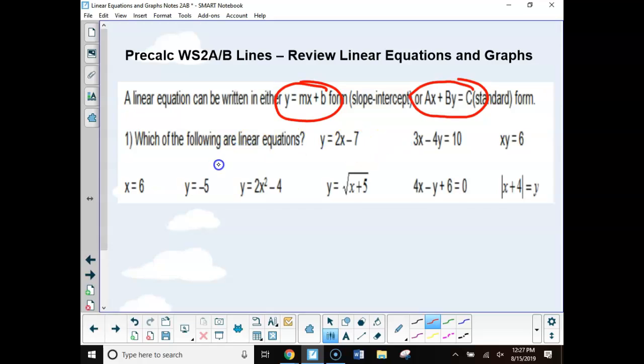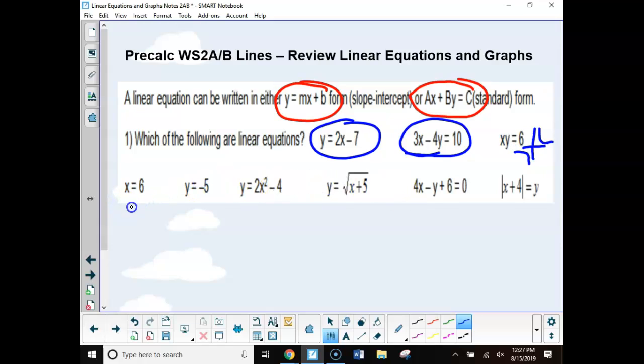So, real quick, flying through this list, linear or not, the first one right here. Yes, we happy that would graph as a line? The second one, could we get the y by itself like we want to do? This is actually already in standard form. It is a line. X times y equals 6. No, it would graph like this. Okay, it's not a line.